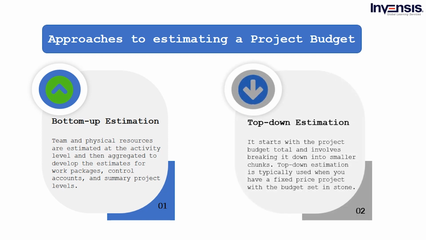Second approach is top-down estimation. Top-down estimating is the polar opposite of the previously mentioned bottom-up strategy, and it's a whole other game. It begins with the whole project budget and breaks it down into smaller portions. A top-down estimate is often used when you have a fixed-price project with a specified budget.